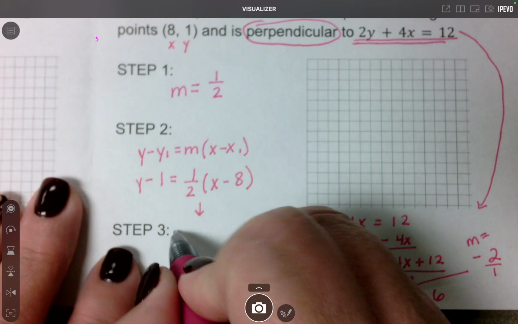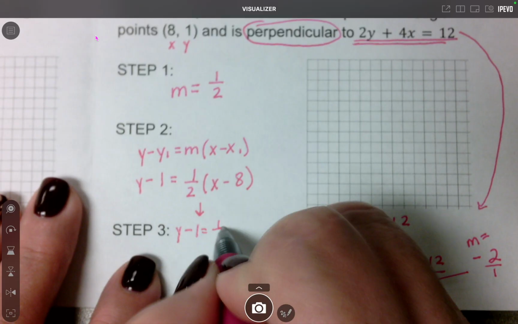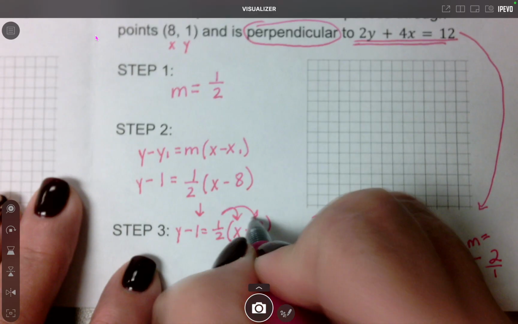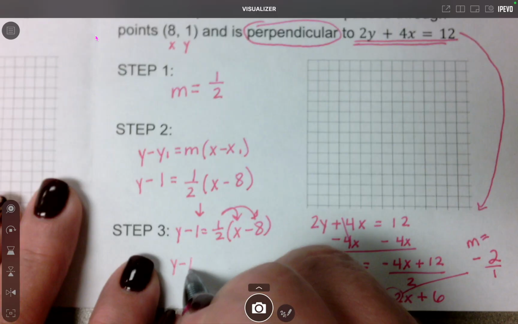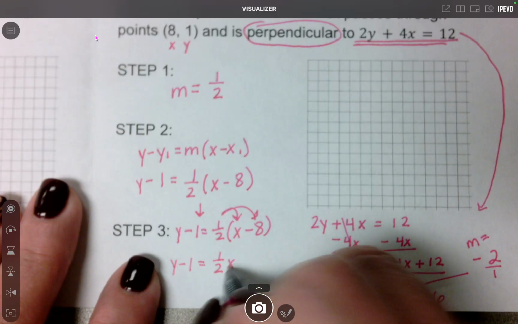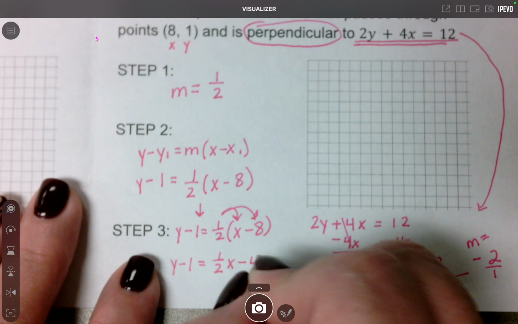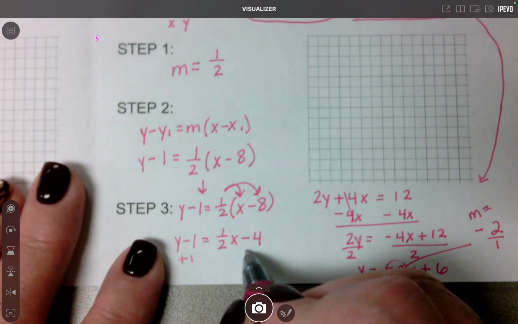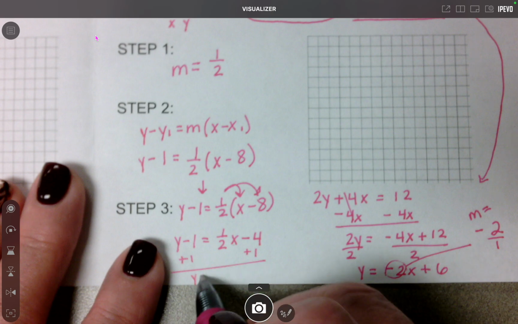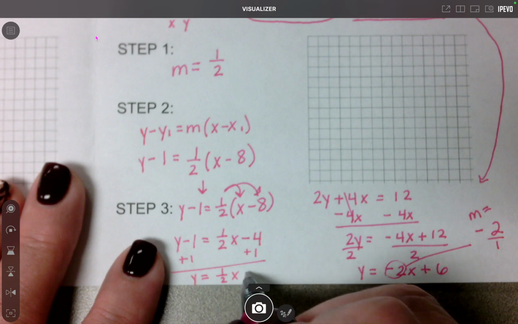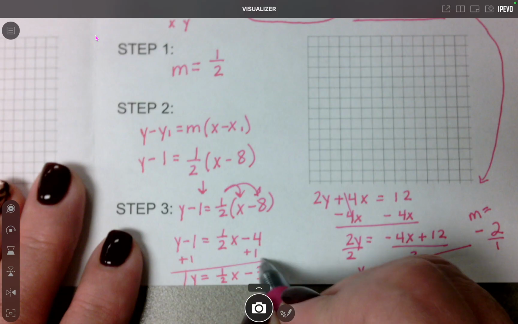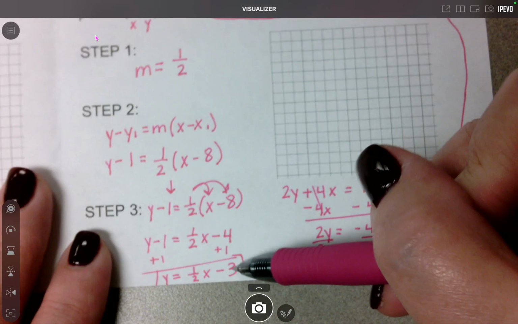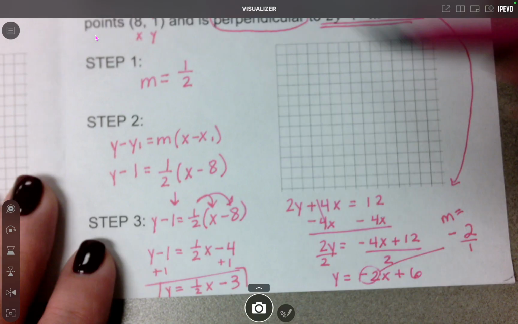And I'm going to go ahead and get that into slope-intercept form. Distribute that half. So y minus 1 is 1/2 x minus 4, because half of 8 is 4. And then I'm going to add 1 to both sides. So I have y equals 1/2 x minus 3. Sorry, that got small at the end. And then I would be graphing this equation and this equation on this coordinate plane.